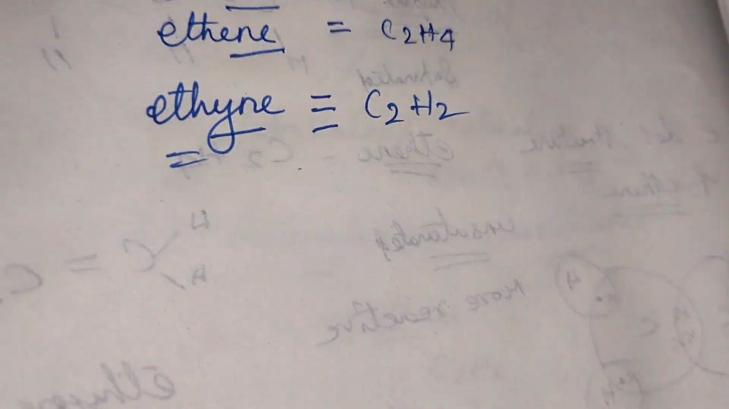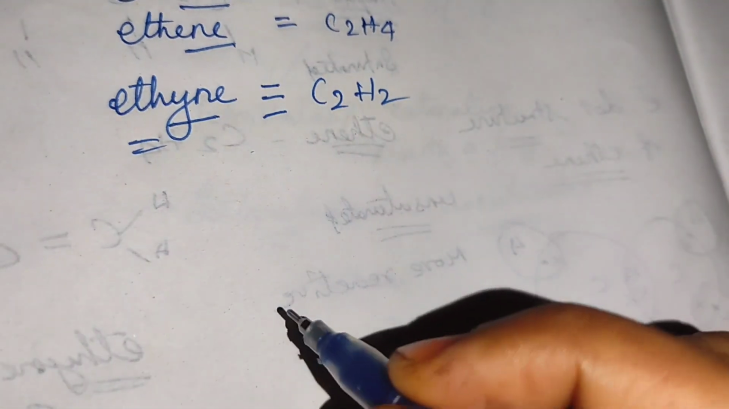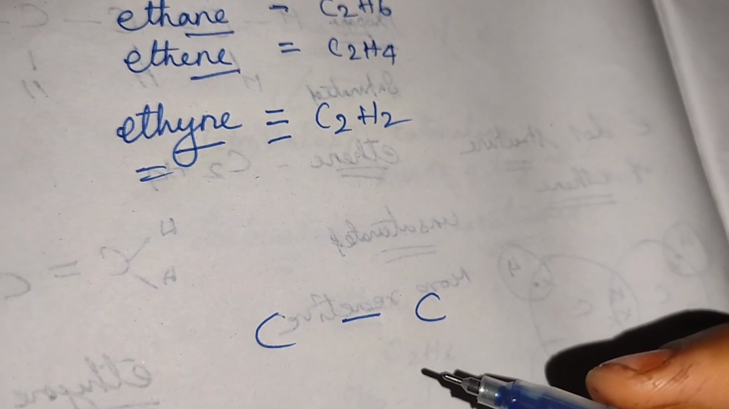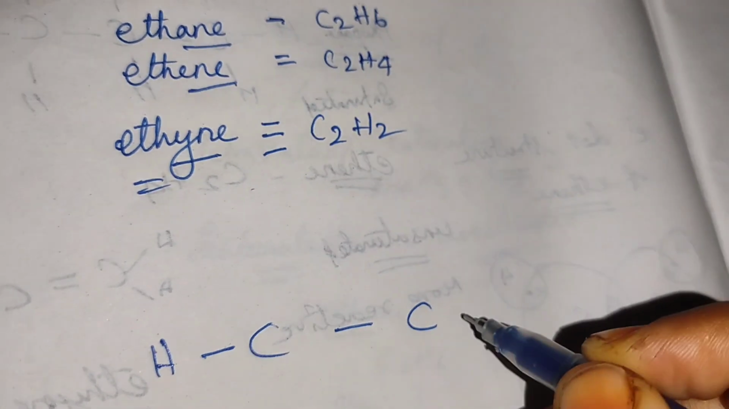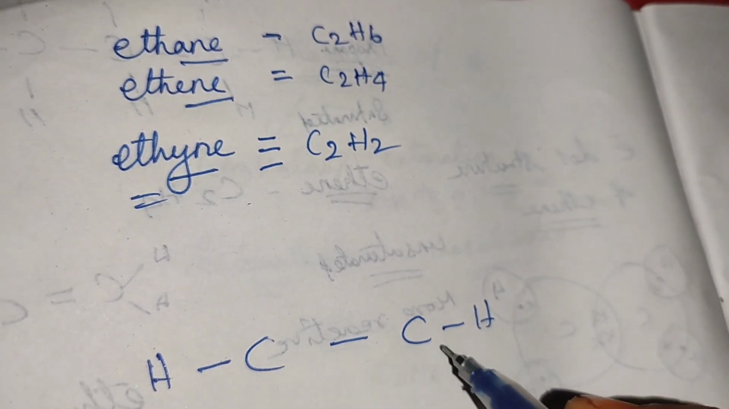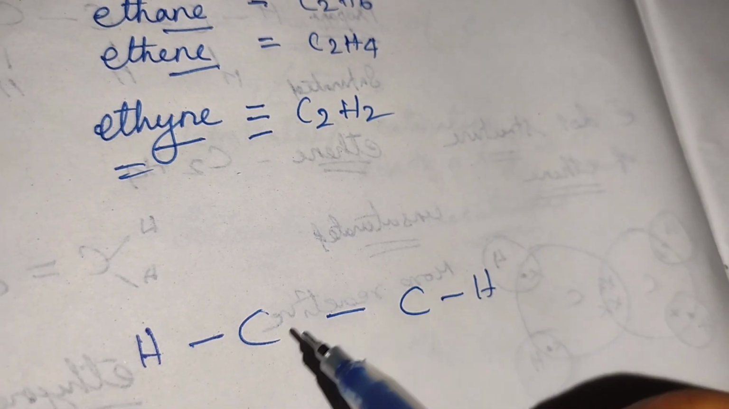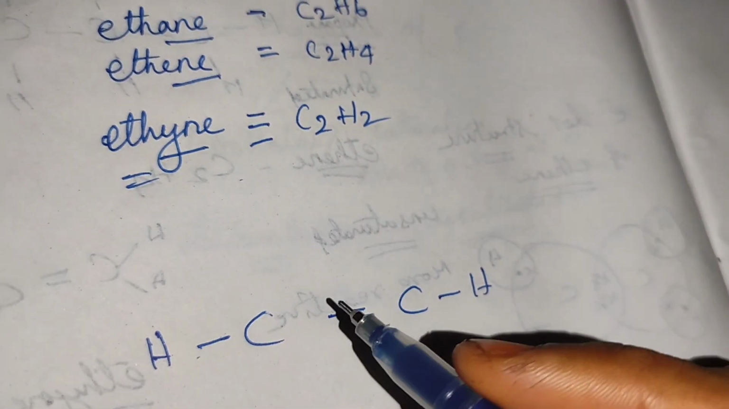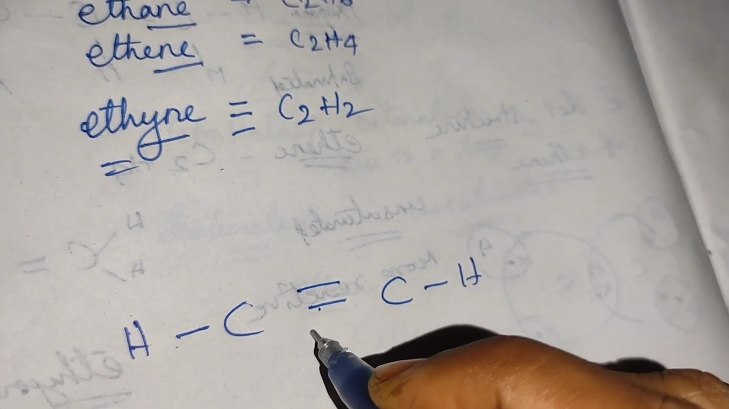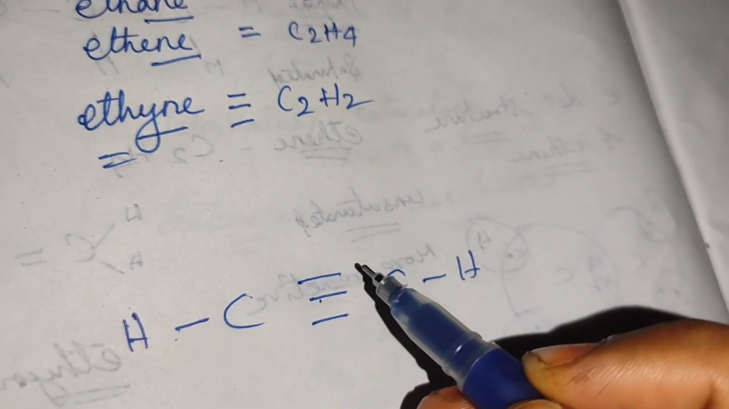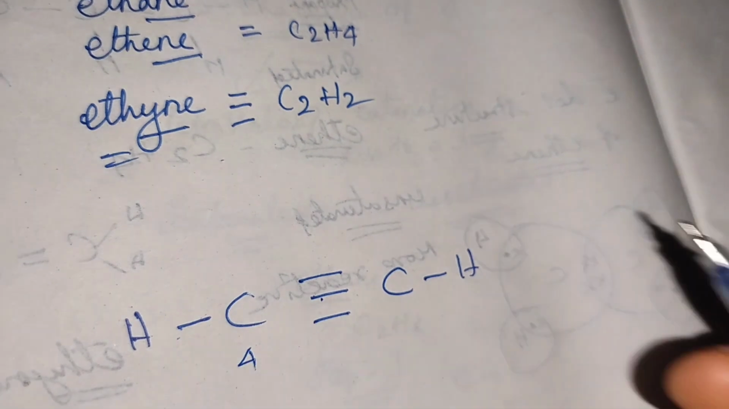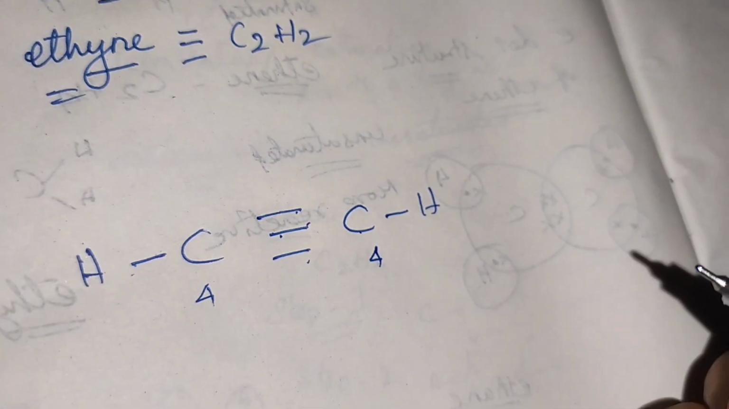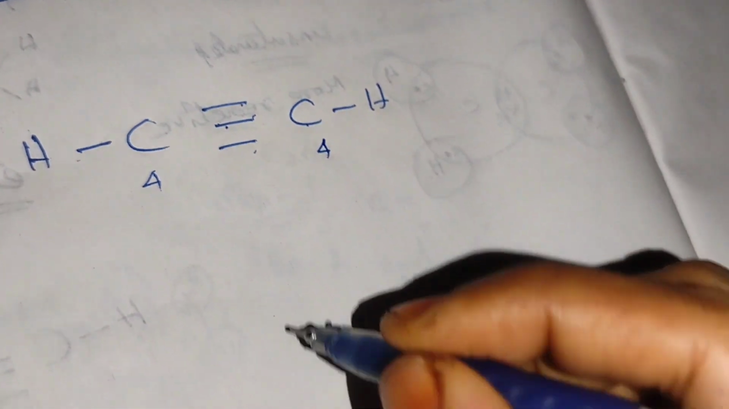Now for the ethyne formula, write C2, 2 carbon atoms, and H2, which means here 1 H and here 1 H, so totally 2 H. Now check the valency for carbon: 1, 2 only. So the balance 2 valency is pending, and you have to complete it with 2 more bonds. Now check 1, 2, 3, 4: 4 valency is completed for this carbon atom. For this also 1, 2, 3, 4. Now draw the electron dot structure.